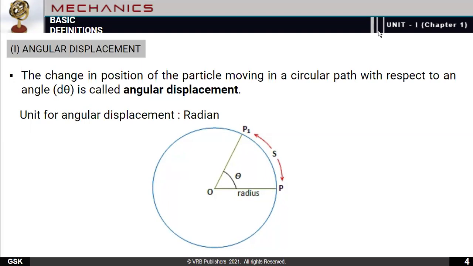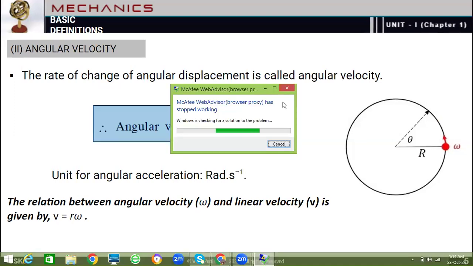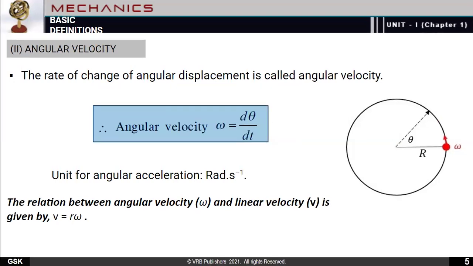The second one is angular velocity. It is the rate of change of angular displacement, measured in radians per second. It represents the speed of rotation around a fixed axis. Its symbol is omega, which is equal to d theta by dt. Here, theta represents the angular displacement, which was shown in the figure. The unit of angular velocity is radian second to the power minus 1.